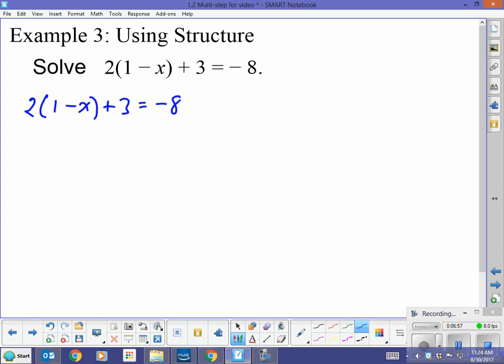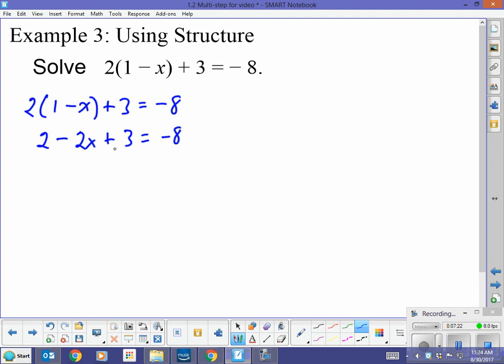Now, the first way, the one you're probably going to use most often, is to use the distributive property first, because you see a number being multiplied by a quantity in parentheses. So 2 times 1 is 2, minus 2 times x, 2x, and then everything else just comes straight on down: the plus 3, the equal sign, and the negative 8. Okay, and now I can combine like terms.